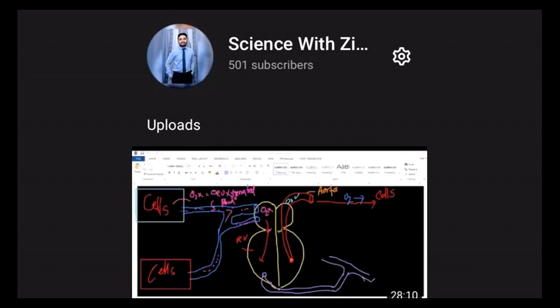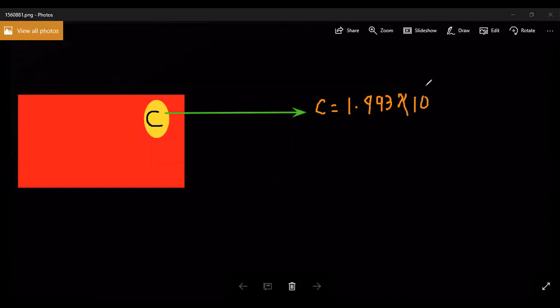Let's move to this blackboard now. For example, if I say mass of one carbon atom, taking one carbon atom here, and this is one carbon atom. One carbon atom mass is what we have studied actually. What is that? One carbon atom mass is 1.993 × 10⁻²⁷ g.